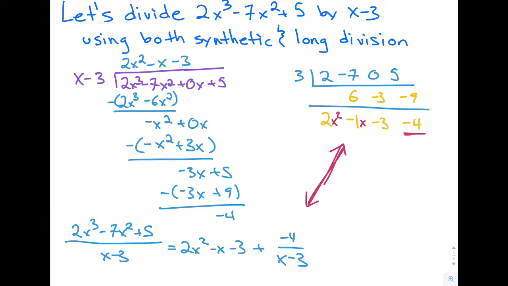So we can see that both synthetic and long division do get you the same result. Just have to remember that with long division, we could actually divide larger polynomials into larger polynomials. We could take a polynomial of degree 3 and divide that into a polynomial of degree 6 or 7. When we're doing synthetic division, we can only divide some polynomial by another polynomial of degree 1.